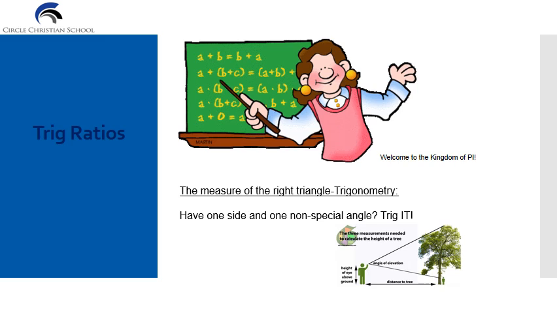Trig ratios, the measurement of a right triangle. Trigonometry: have one side, one non-special angle. Trig it. This is what we do when we have to find the height of a tree. Remember to always have your calculator in degree mode.